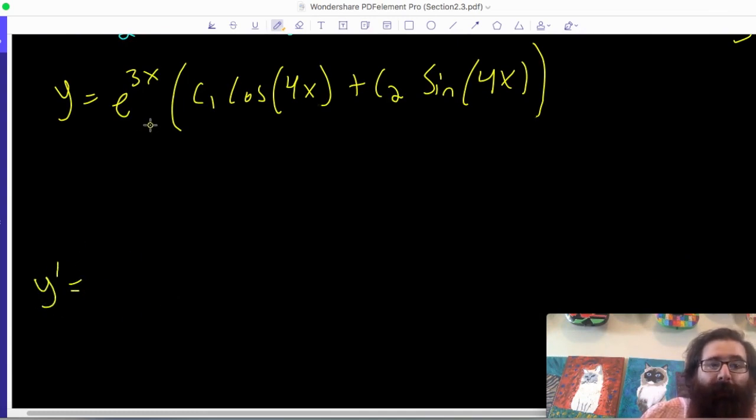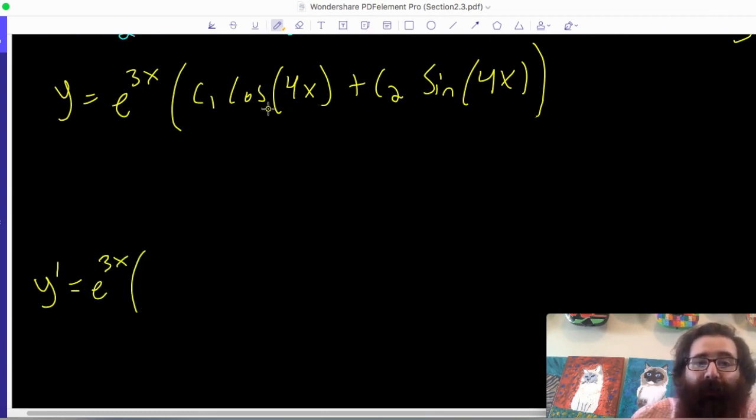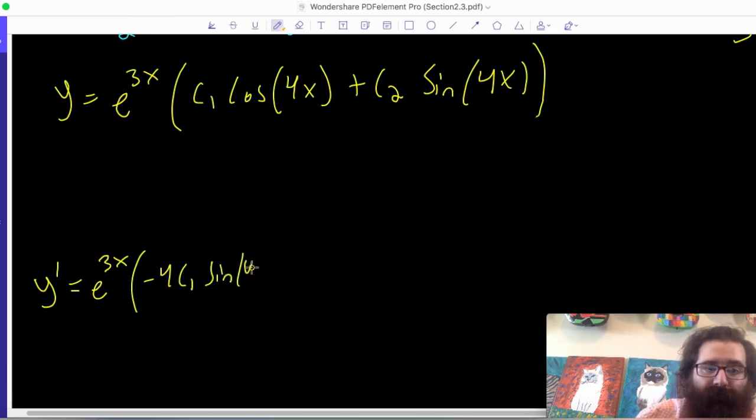But for y prime, I can start by rewriting e to the 3x. The derivative of cosine of 4x gives me negative sine of 4x times 4. So there's chain rule there. So I get negative 4 c sub 1 sine of 4x plus derivative of sine of 4x gives me cosine of 4x times 4. So that's 4c sub 2 cosine of 4x.